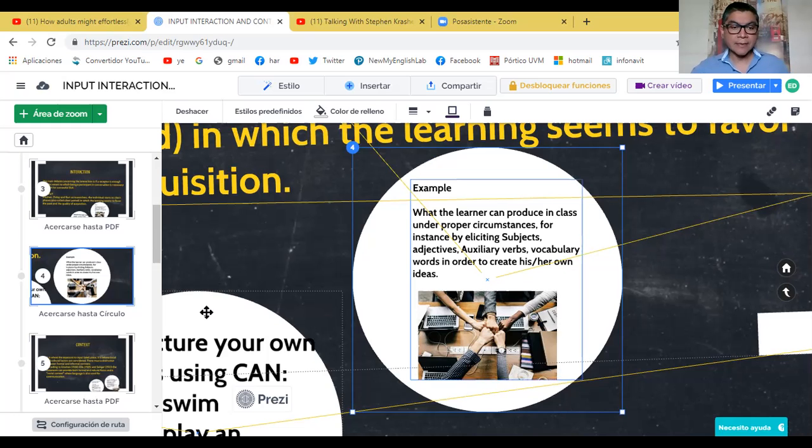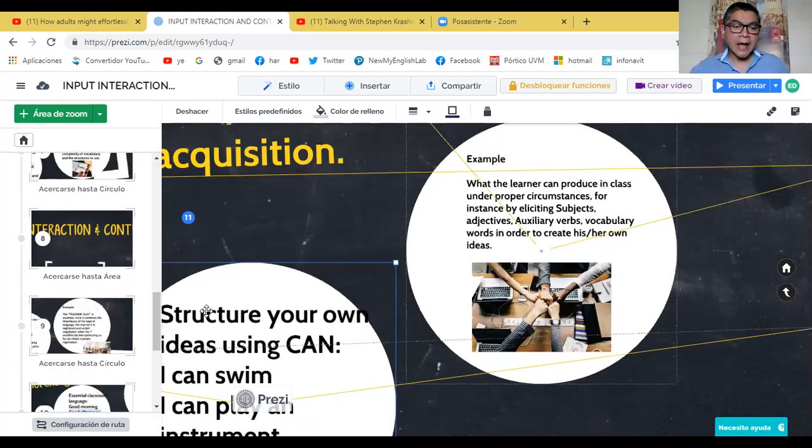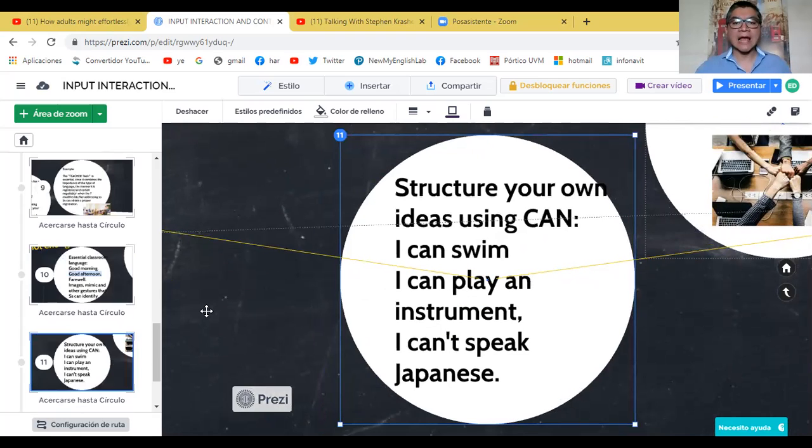And I was thinking of the following aspect, like structure your own ideas using can. If we elicit from the student the structure can and its uses for abilities, we can verify some ideas. I'm pointing out, for example, two images that can resemble action verbs related to abilities. The student may say, I can swim, I can play an instrument, and also the things that he or she is not able to do, like I can speak Japanese.